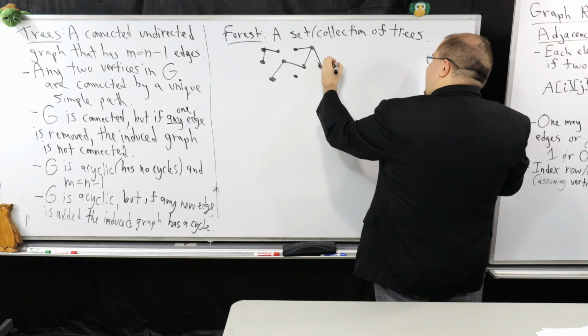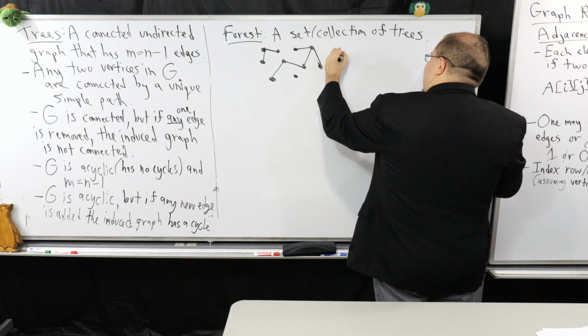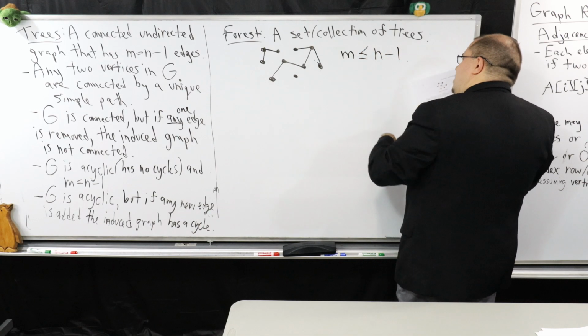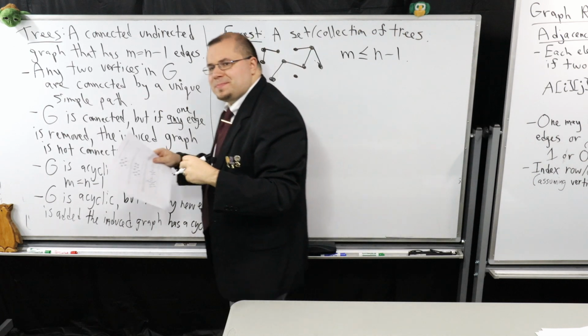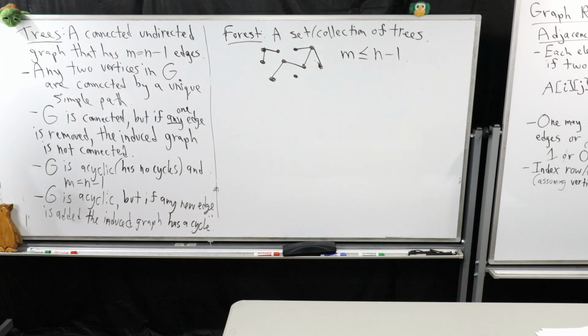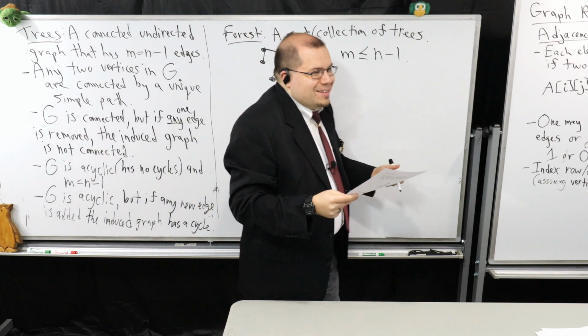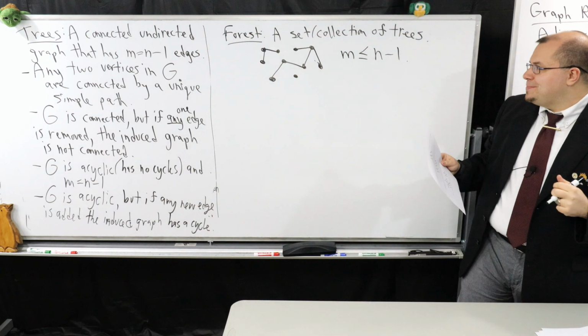And I must stress that for any forest, we know that m, the number of edges, is at most n minus 1, where n is the number of vertices. So notice it's not a strict equality, it's now an inequality. That's because the graph technically doesn't have to be connected anymore.